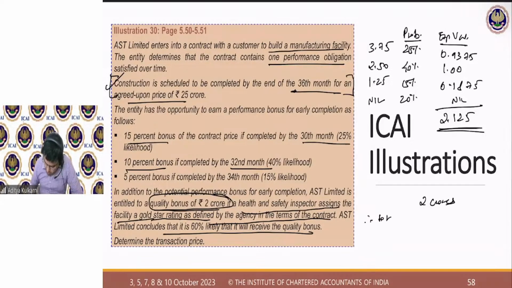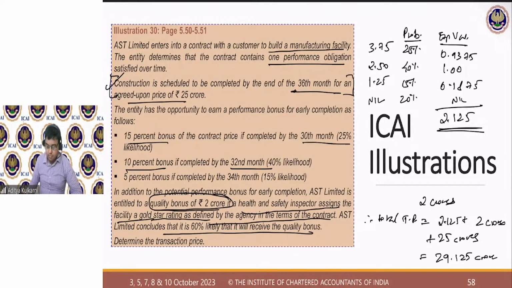So therefore, total transaction price is equal to 2 crores plus 25 crores plus the expected bonus. So that gives you 29.125 crores.